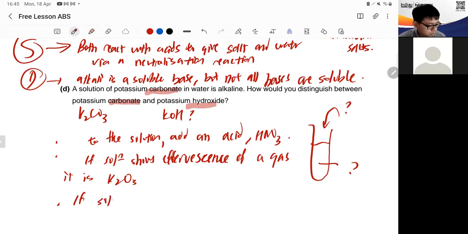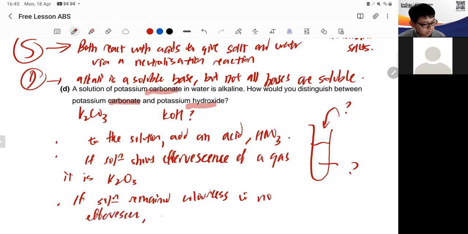If solution remains colorless, with no effervescence, then the solution is KOH. Nothing much. So this kind of question, I know it's very tempting to be like, maybe I go and try to use a litmus paper. Like, okay, maybe KOH is a strong base, then maybe potassium carbonate is a weak base. So if you use universal indicator, I can tell you apart.